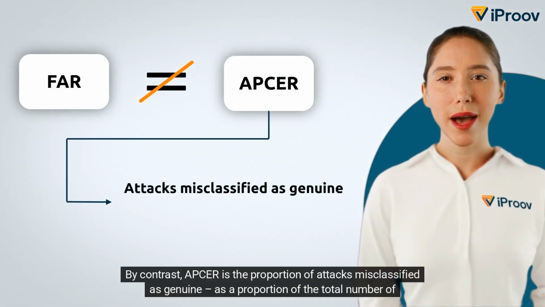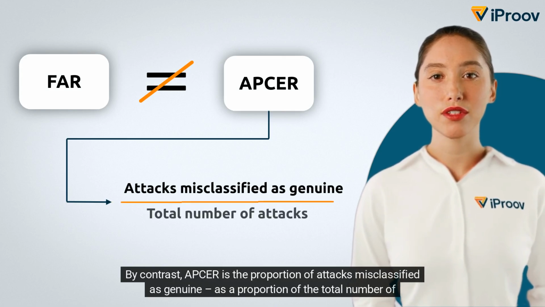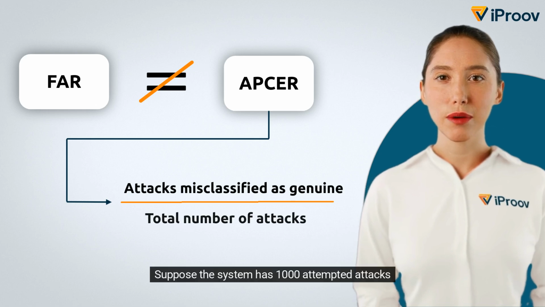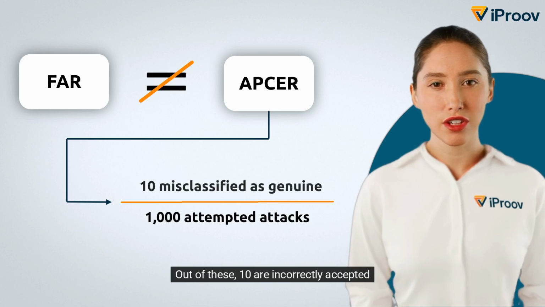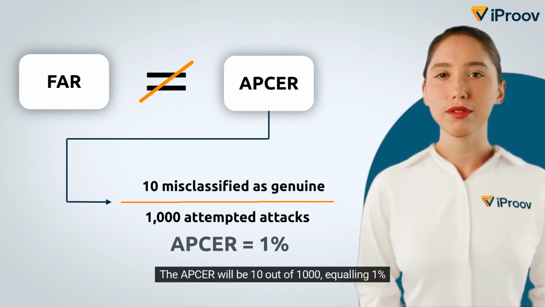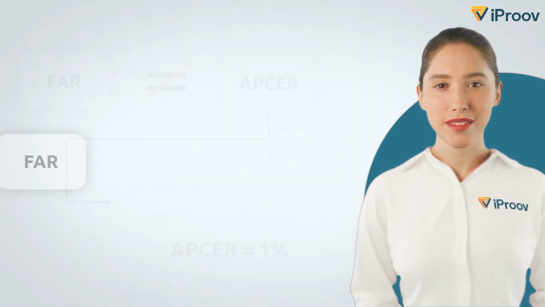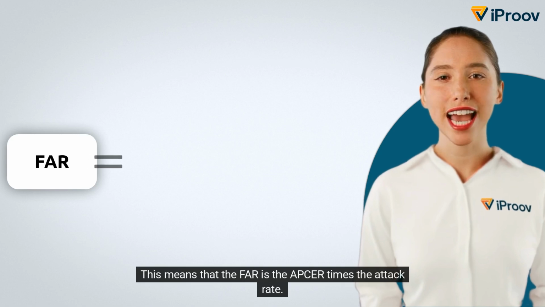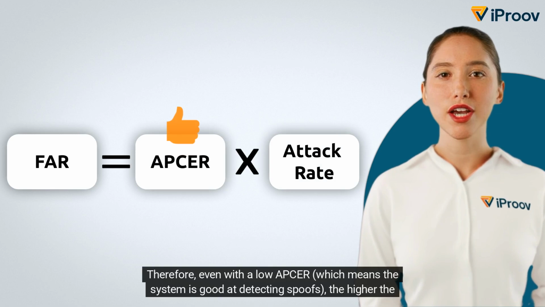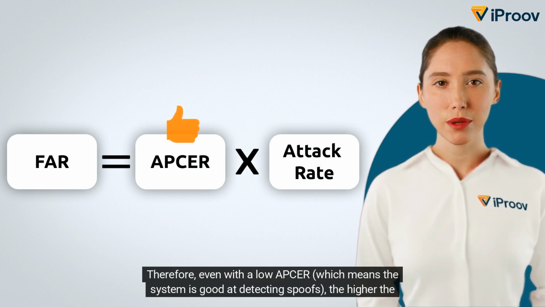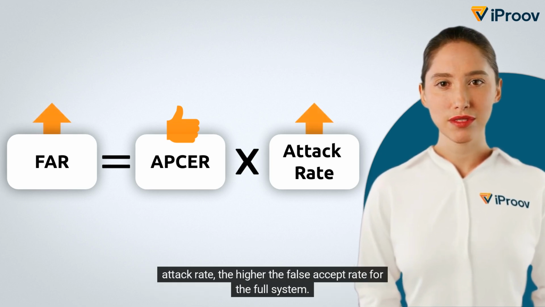By contrast, APCER is the proportion of attacks misclassified as genuine as a proportion of the total number of attacks. Suppose the system has 1,000 attempted attacks. Out of these, 10 are incorrectly accepted. The APCER will be 10 out of 1,000, equaling 1%. This means that the FAR is the APCER times the attack rate. Therefore, even with a low APCER, which means the system is good at detecting spoofs, the higher the attack rate, the higher the false accept rate for the full system.